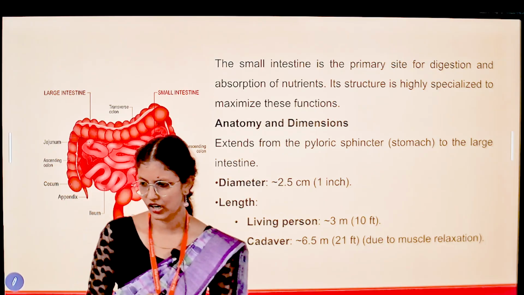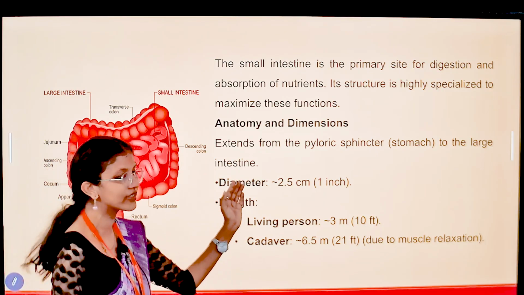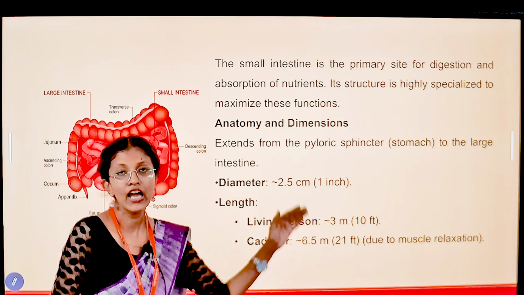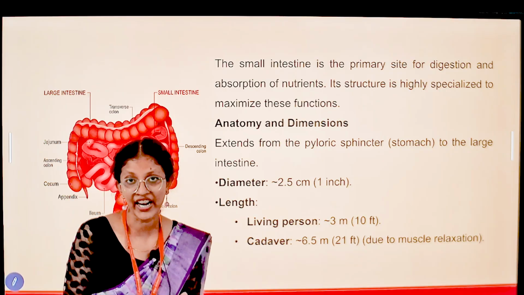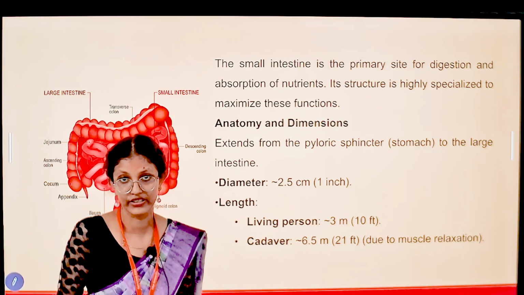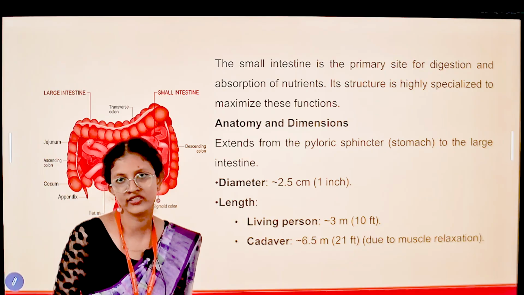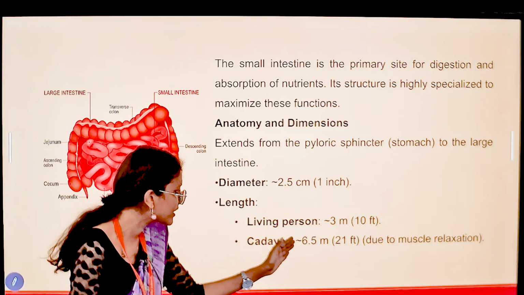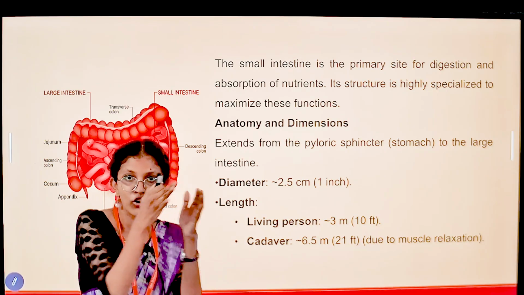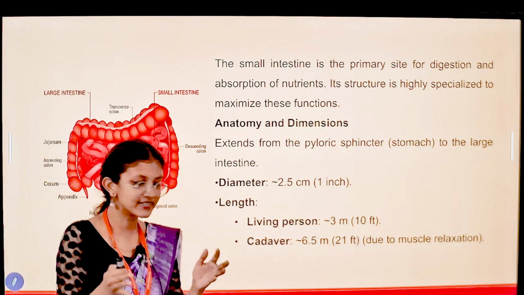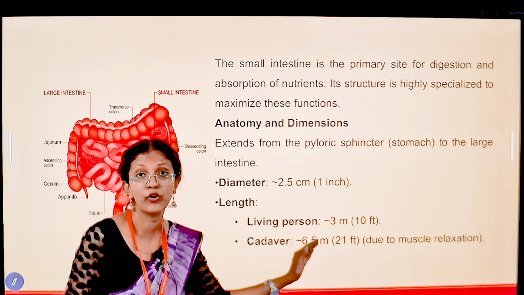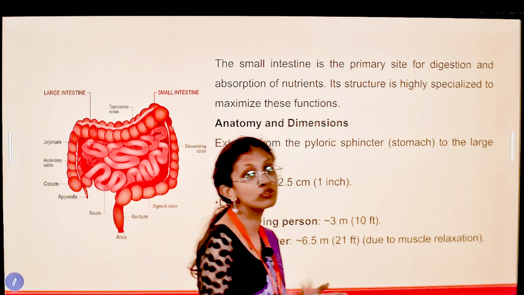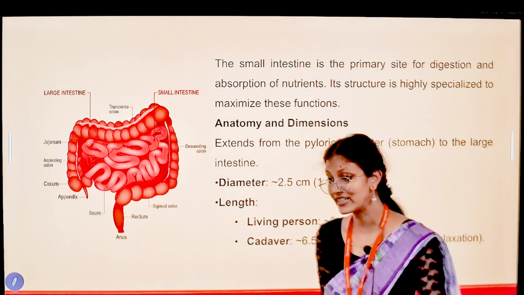And the anatomy and dimensions: the diameter of the small intestine is around 2.5 centimeters, and the length in a living human is around 3 meters. In the case of a cadaver, meaning the person is not living, the person has died, you can call it a cadaver. It's a medical term for the dead body. Here you can see the hollow organ is relaxed, so that is why it will be around 6.5 meters. So here you can see the difference: because of relaxation of your smooth tissue, there will be a size change.